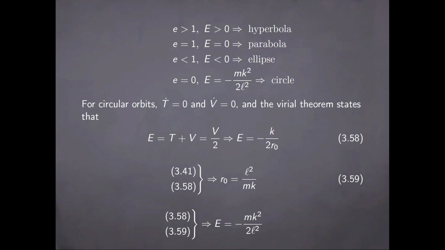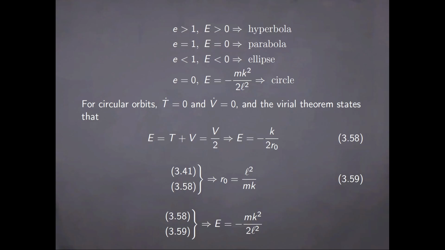is a circle. Now, in the particular case of circular orbits, neither the kinetic nor the potential energy change in time. They are both constant, and the virial theorem states that since E is equal to the sum of kinetic and potential energy, and we know that T is constant and equal to minus V over 2, we get that the total energy is V over 2.